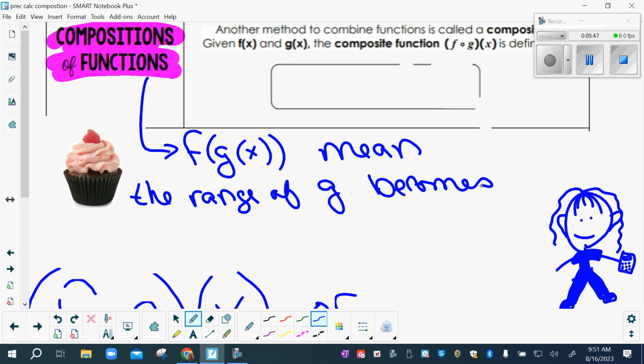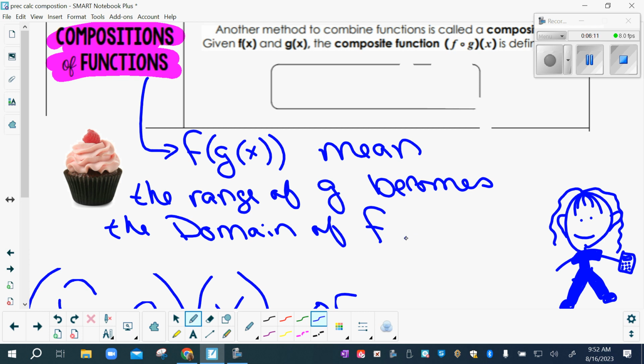Every time on the tape, the range of G becomes the domain of F. Now, what a lot of my colleagues do is they just end it there. It's like, see, that's the definition. And if you're like me right now, you're looking at that thinking, I have no idea what that means. And let me tell you what it means.